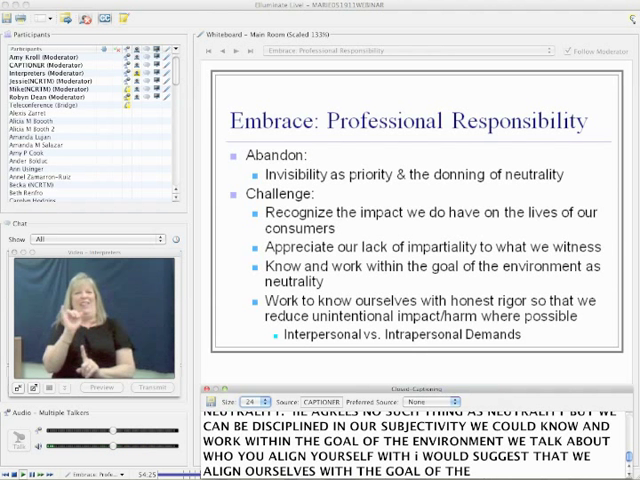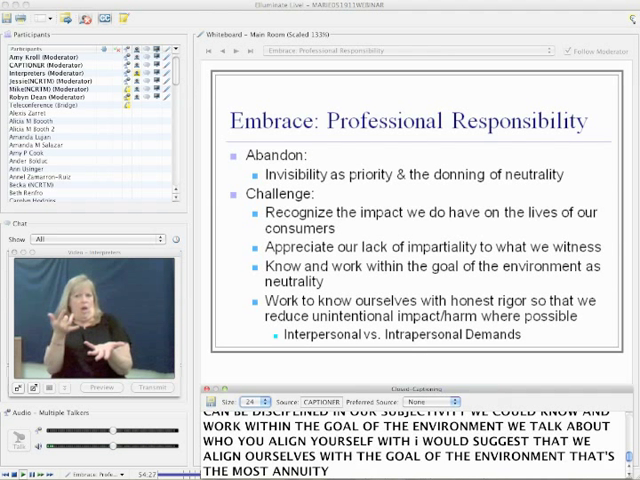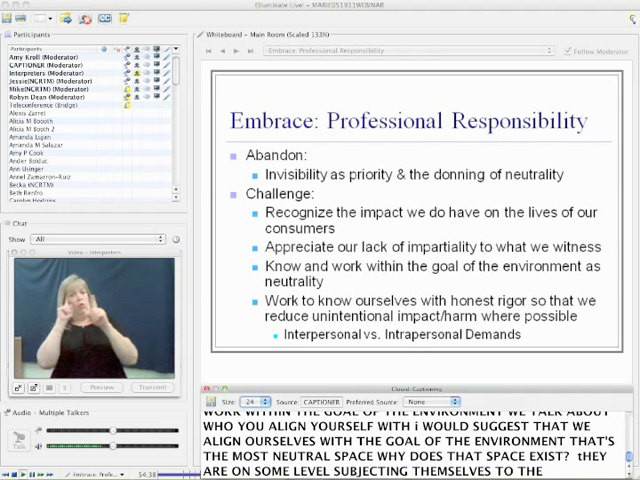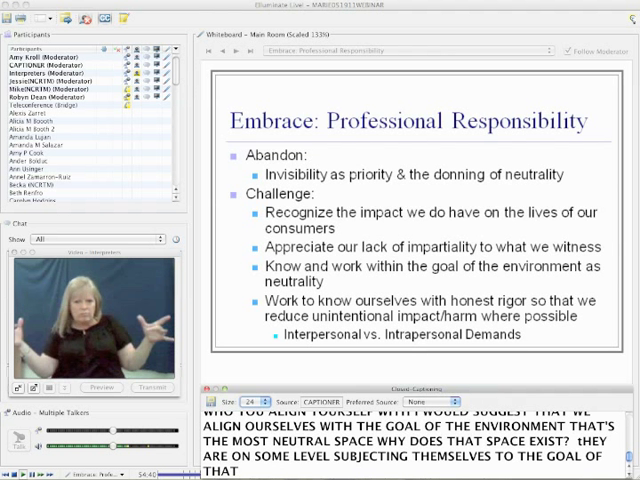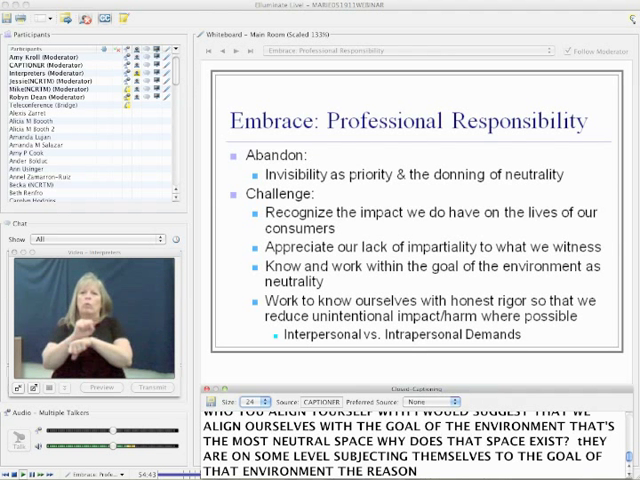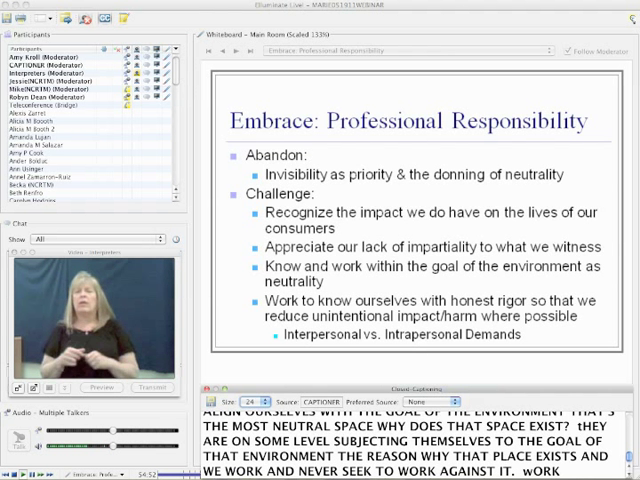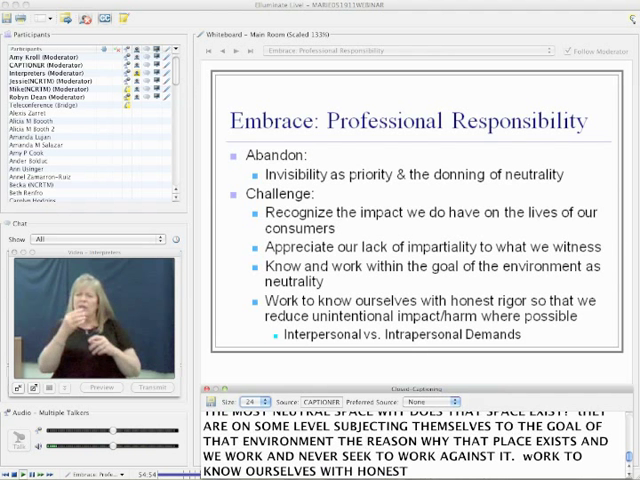Why does that place exist? Because when people walk into an environment, they are on some level subjecting themselves to the goal of that environment. The reason why that place exists, and that we work in service of the goal of the environment and never seek to work against it. Work to know ourselves with honest rigor so that we reduce unintentional impact and harm where possible.